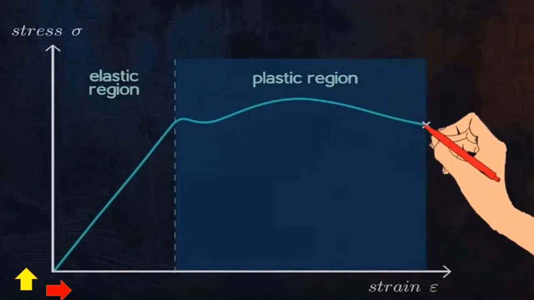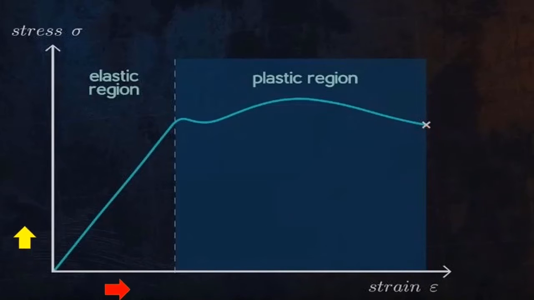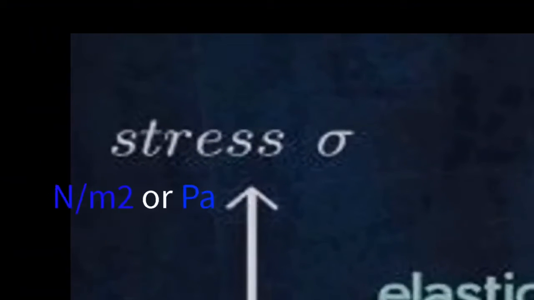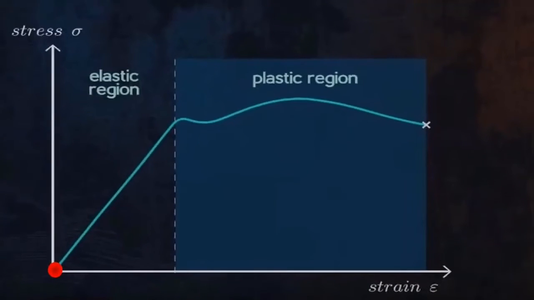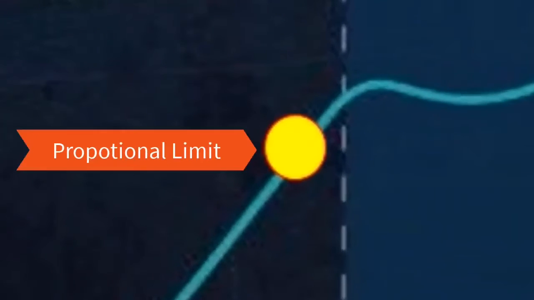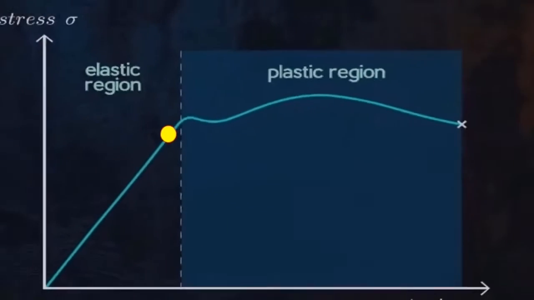Now, if we look at the stress strain diagram, we can find that stress is represented on the y-axis and strain on the x-axis. Stress equals force divided by cross-sectional area, and its unit is Newton per meter square, or Pascal. And strain equals elongation divided by the original length, without dimension. The first characteristic in this diagram, as we will see, is the proportional limit, which represents the end of the linear relation between stress and strain in the elastic region.